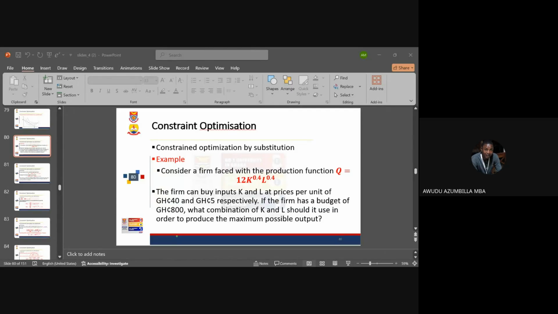At how to also do it with the Lagrange multiplier. So let's quickly start with the substitution. Constraint optimization by substitution, by looking at an example.